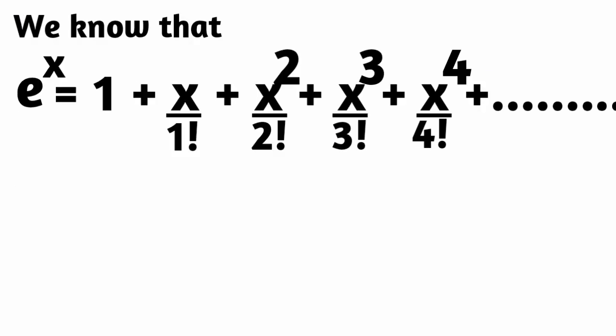We know that the value of e^x is equal to 1 + x/1! + x^2/2! + x^3/3! + x^4/4! and so on. By using this series, we can write any number with an exponential index in this form.